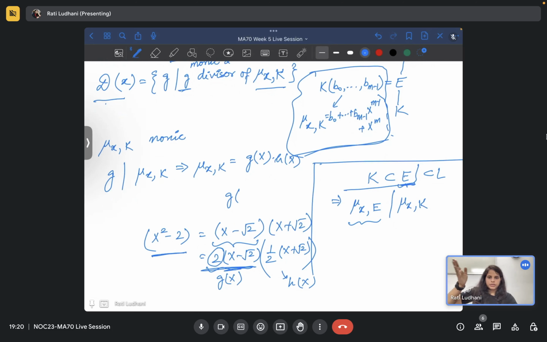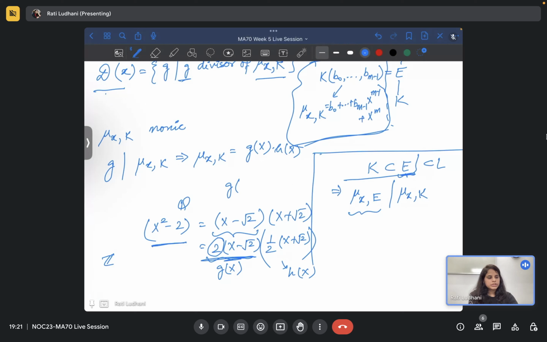It is not so in Z. When you are in Z, then minus 1 and 1 are the units, so there you will not get 2 and 3, right? But here in Q, 2 is invertible, so you can have this 2 as a multiple, because the divisor definition just says there is some h such that mu x comma k can be written as gx into hx, and there you can have units. So that's why we have to say monic.